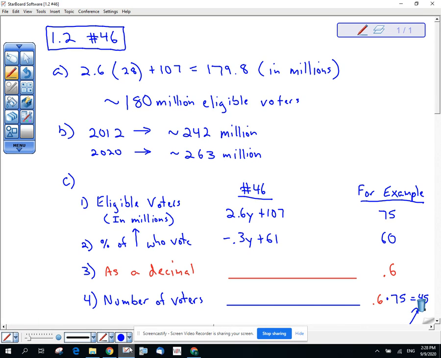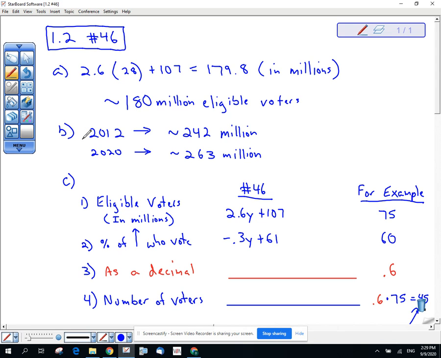First of all, in part A, it just gives us a formula, and we're simply plugging in a number that would represent the year 1988. So 1988 is 28 years after the year 1960. So we're plugging in 28. You're going to get about 180 million. 179.8, we just rounded that off, about 180 million.